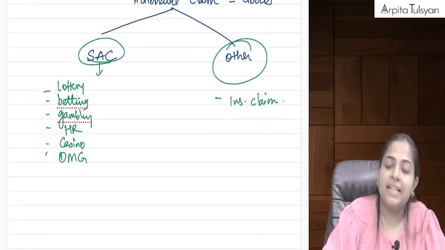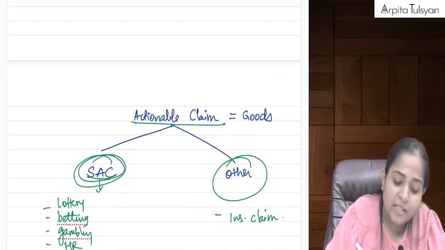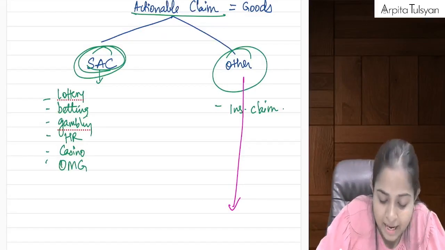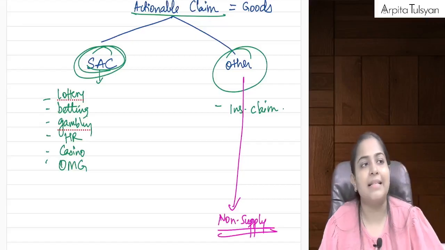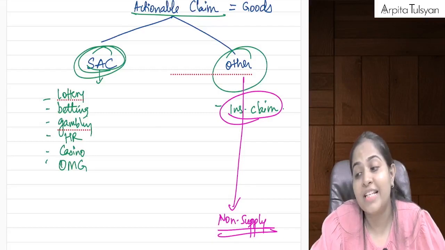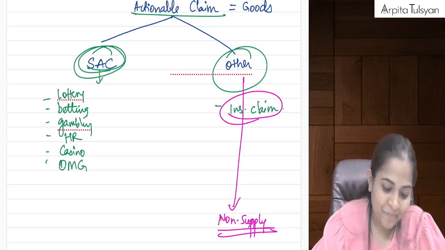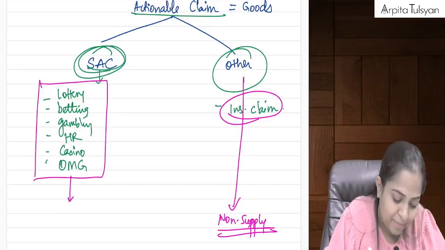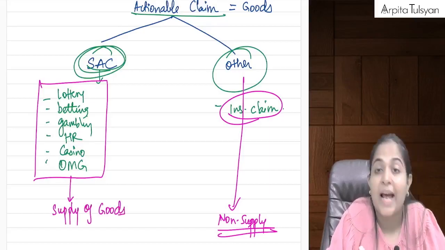So here what are they telling? In Schedule 3, they are telling that actionable claims other than specified actionable claims, that is, other actionable claims, are considered as non-supply. So basically when we receive an insurance claim from an insurance company, there is no GST applicable, right? But a specified actionable claim is considered as a supply.